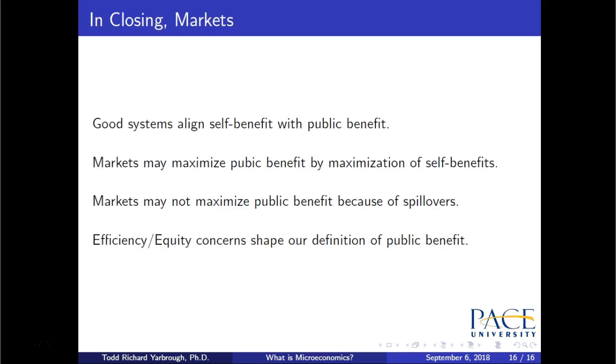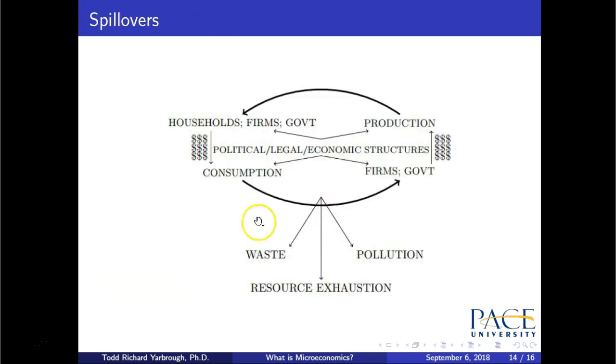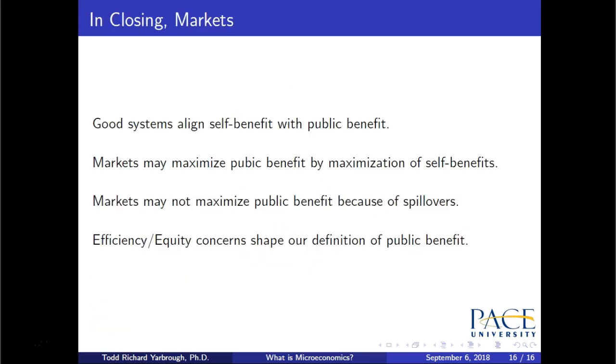All right. So in closing, we can say this about markets. Good systems align self-benefit with public benefit. That is, systems that work well, when we go back to the circular flow, are systems that align self-benefit with public benefit. In other words, I undertake private endeavors that ultimately benefit society at large. And again, markets seem to be at least somewhat of a good way to do this. Markets may maximize public benefit by maximizing self-benefits. This is, in a sense, the hope.